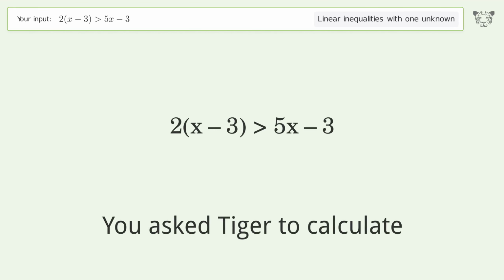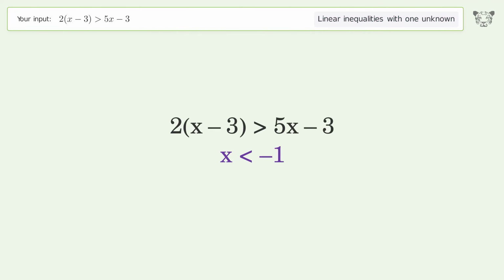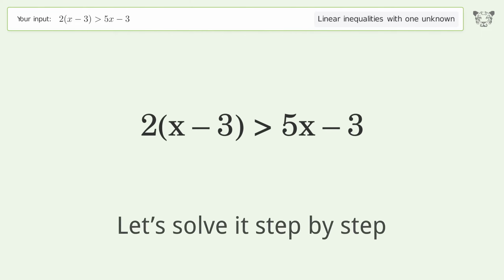You ask Tiger to calculate. This deals with linear inequalities with one unknown. The final result is x smaller than -1. Let's solve it step by step.